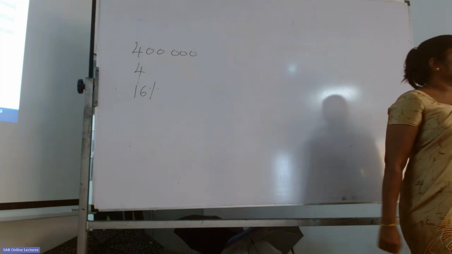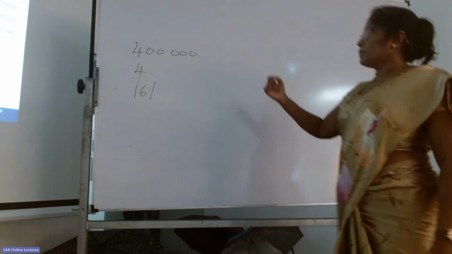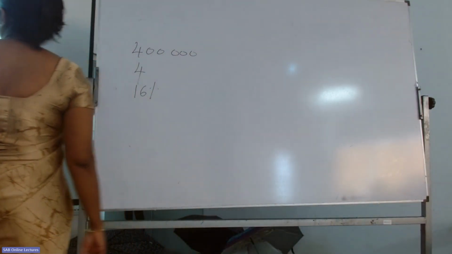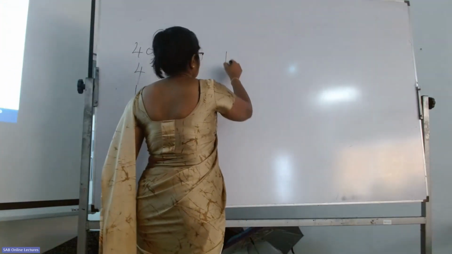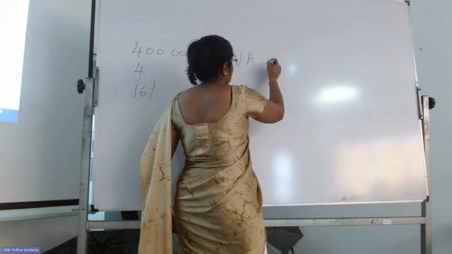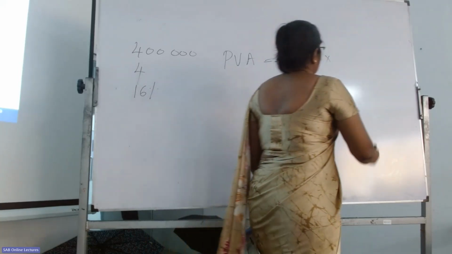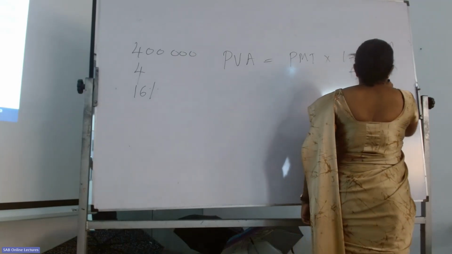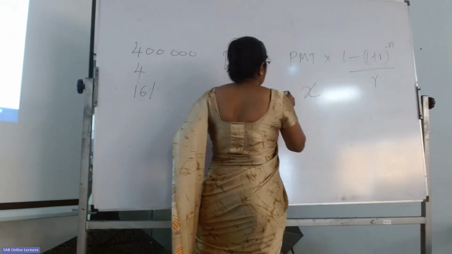So what is the application here? Present value of annuity. Because the present value of the 4 installments equals your loan, your borrowed amount or the loan amount. So therefore, we apply the present value of annuity formula to calculate the installment: periodic payment or installment into 1 minus (1 plus r) to the power minus n, divided by r. So the installment is what we are going to calculate here.